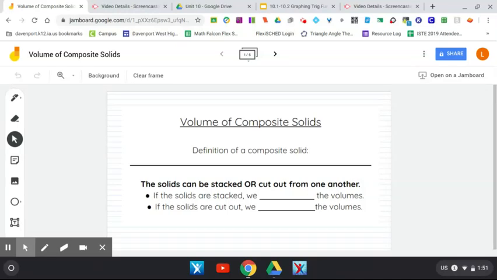Right, hello geometry students. Today you are going to take your skills with volume that you've learned the past few days and apply them to what we call composite solids. So a composite solid is a solid composed of two or more solid figures.